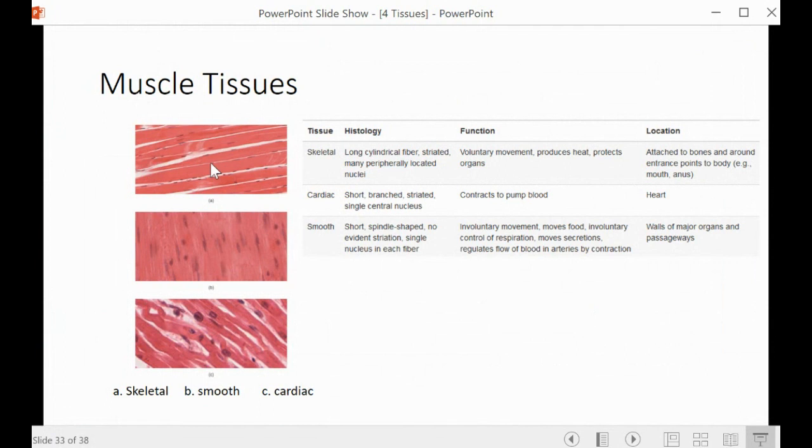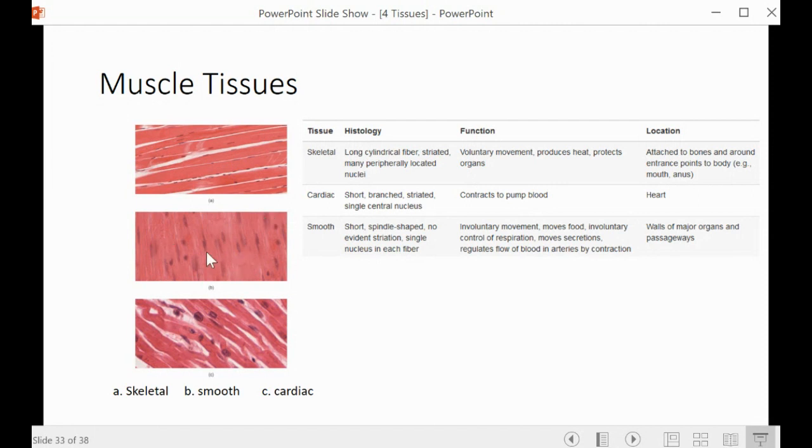Okay. Skeletal muscles, these are the ones that are going to be attached to our bones and any entrance point to our body, like at our mouth and our anus. And they are long and cylindrical fibers. They are striated. What does that word mean? Striated means striped. And they have many peripherally located nuclei. Look at that. Multinucleated. That means more than one nucleus per cell. Its job is for voluntary movement, produces heat, and helps to protect our organs.